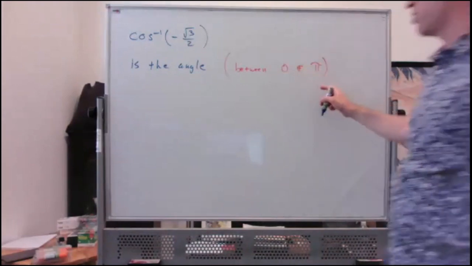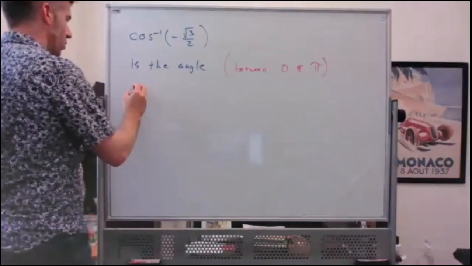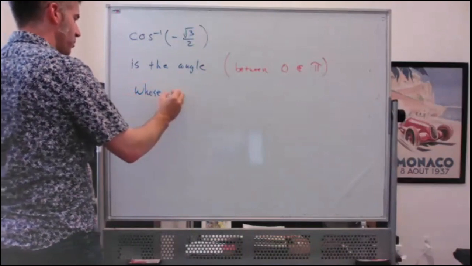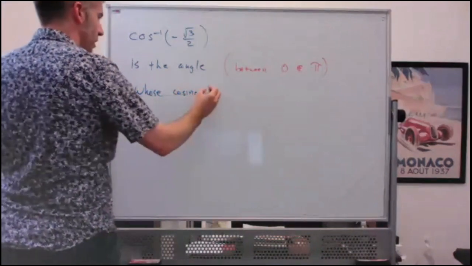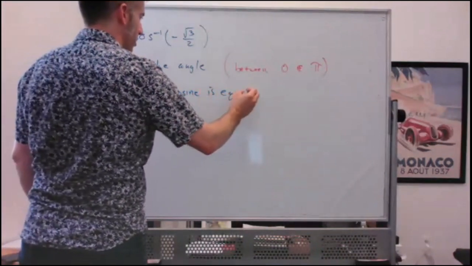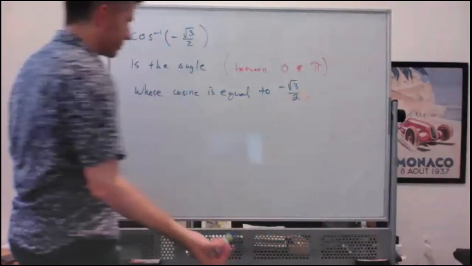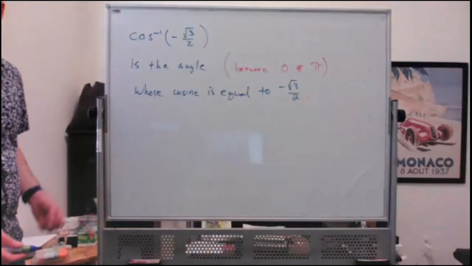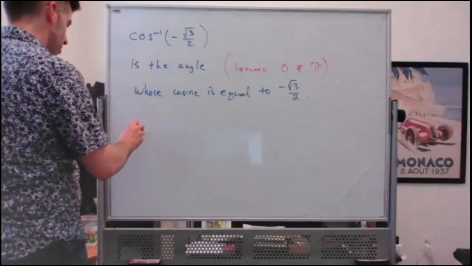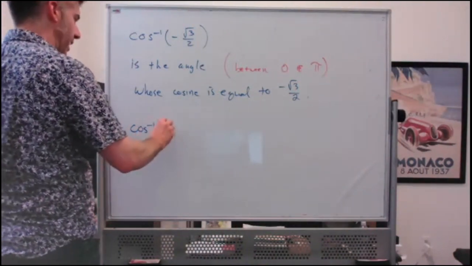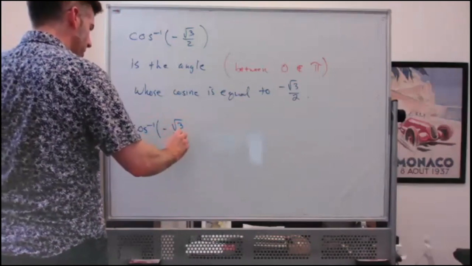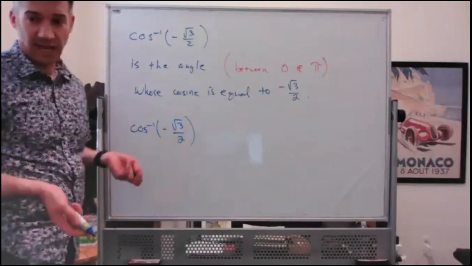So this is the angle whose cosine is equal to negative root 3 over 2. Okay. So what angle is that? What angle do we take cosine of and get negative root 3 over 2?